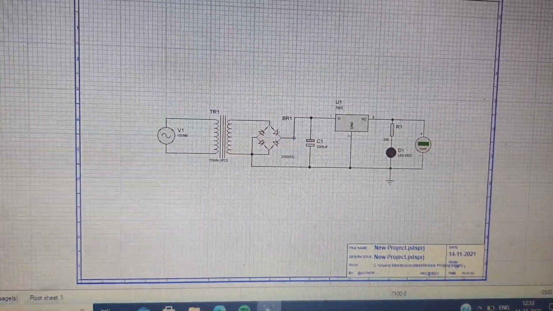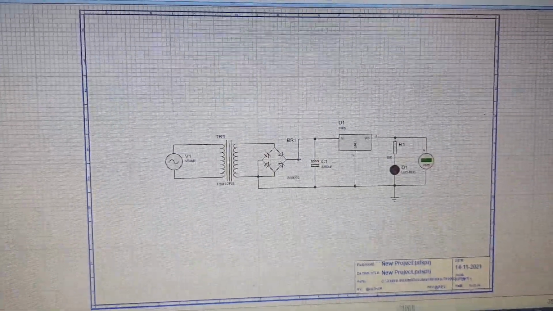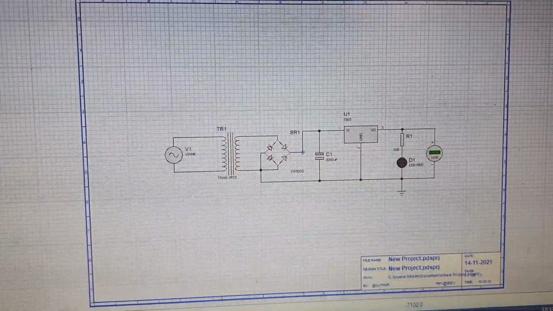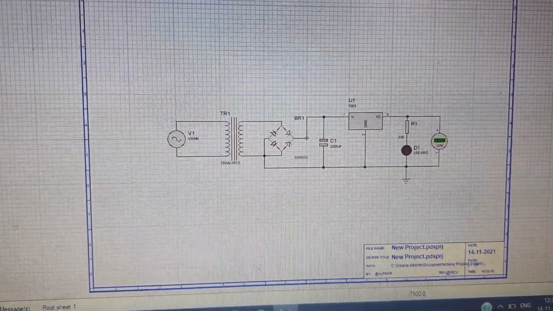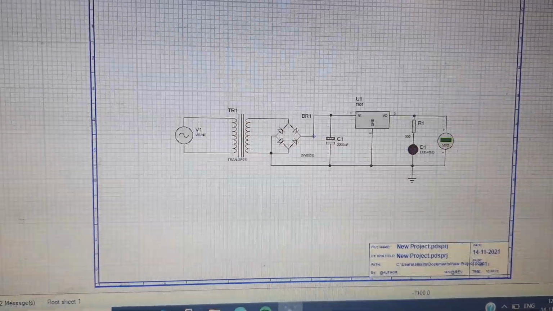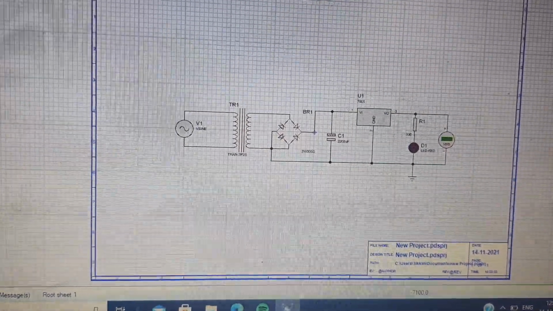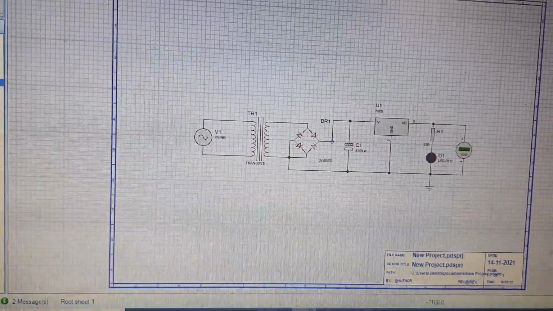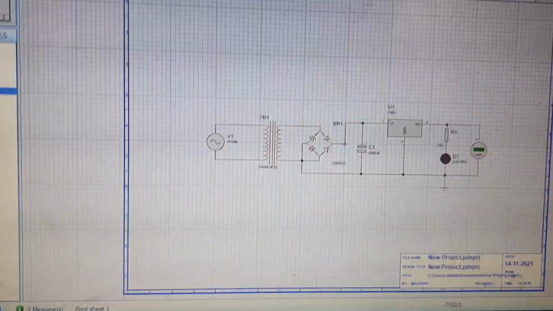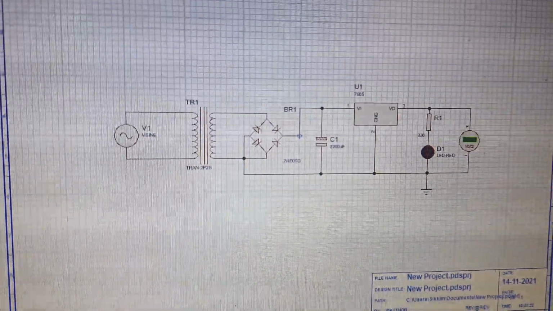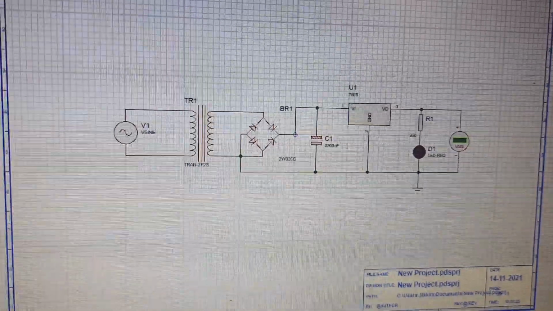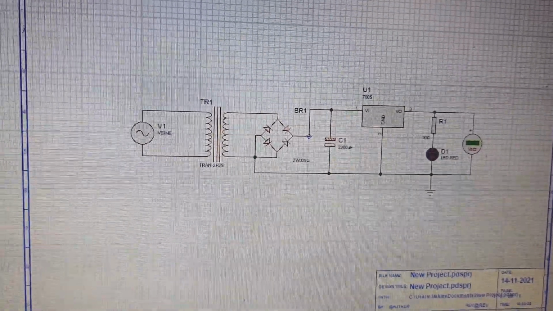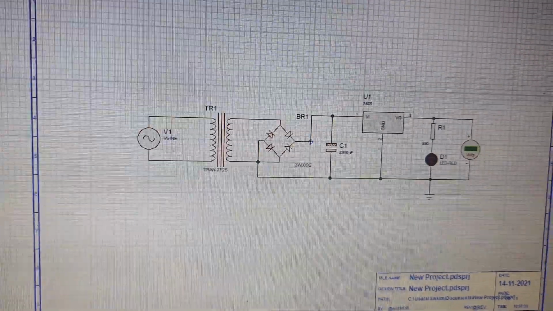My topic for today's project is a 5-volt power supply using the 7805 IC voltage regulator. In this project, the 5-volt power supply is used to change the voltage level of the source. The components required for this project are an AC voltage source, a simple transformer, a bridge rectifier, a regulator, an electrolytic capacitor, an LED and a 330 ohm resistor.